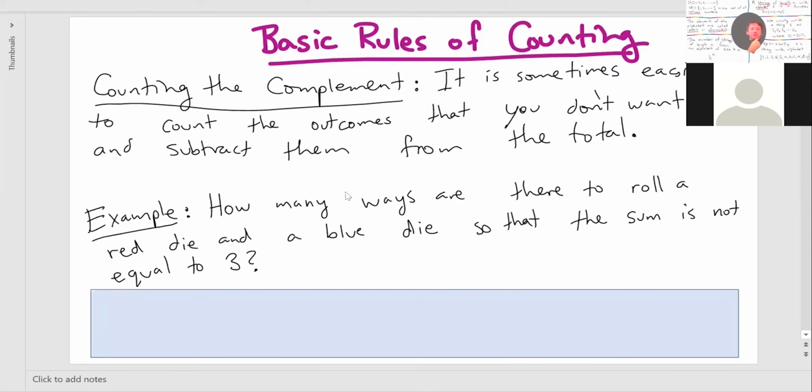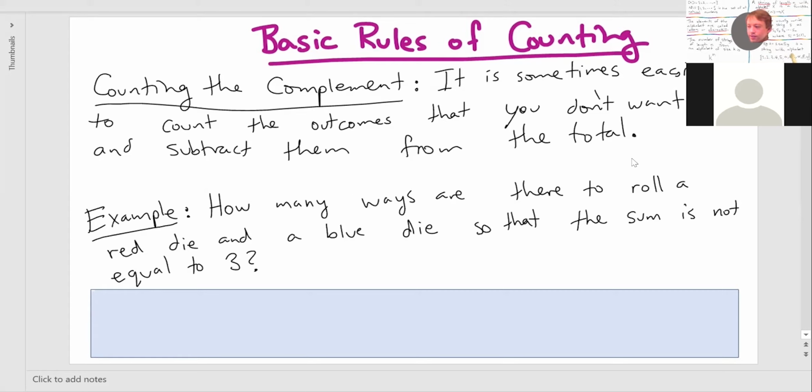This one I like. Counting the complement. Suppose there's a certain number of ways to do something, but you don't want to count all the ways of doing that thing. You just want to count some special examples. Sometimes it's easier to take the total. If you can count the total number of ways to do something, count the ones you don't want to count, and then subtract them from the total. Sometimes that's easier than directly counting what you wanted to count.